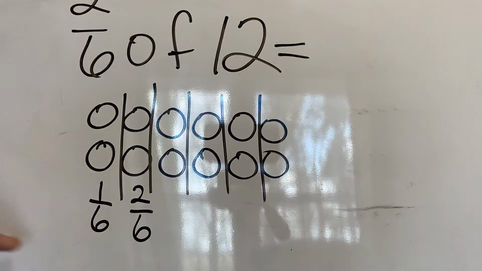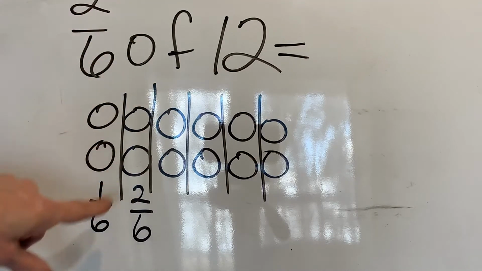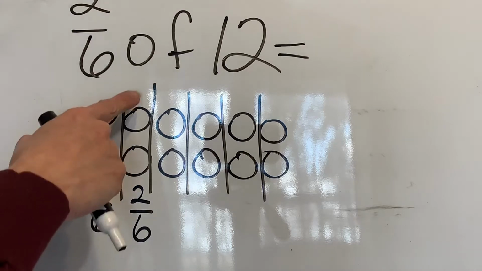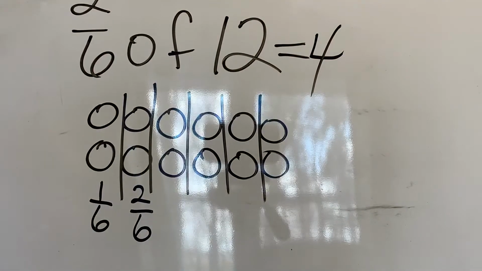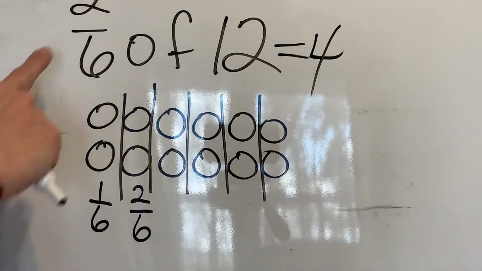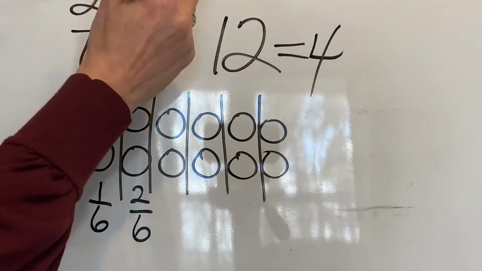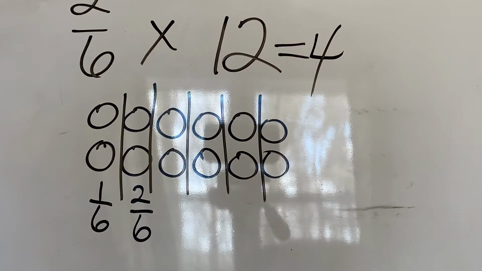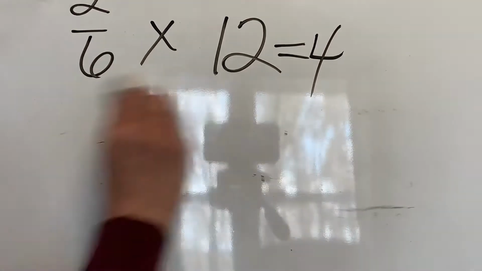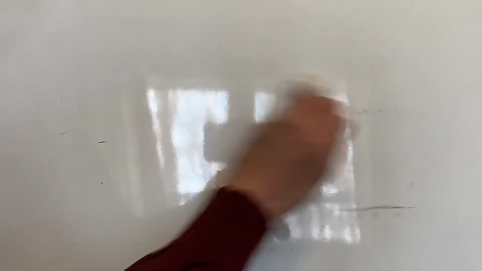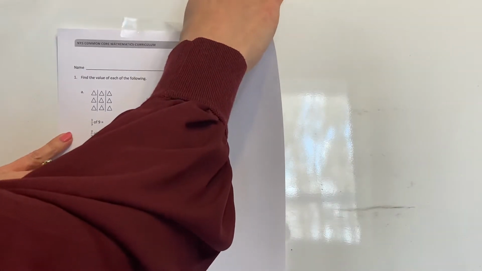And then we're going to look to see how many are in that part or that set of these counters. 2, 4. So 4 would be the answer. 2/6 of 12 equals 4, or we could take this out and put the multiplication symbol. 2/6 times 12 equals 4. All right, so I'm hoping that you're understanding these, and moving those counters around I think really helps. It really gives a visual behind what we are seeing with the numbers.